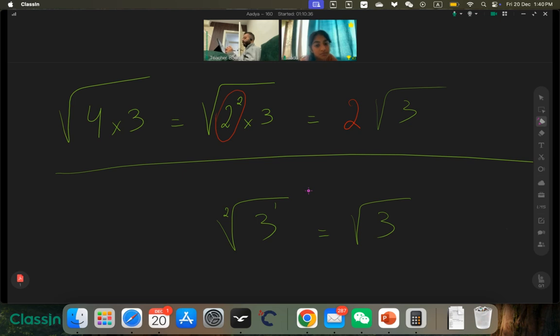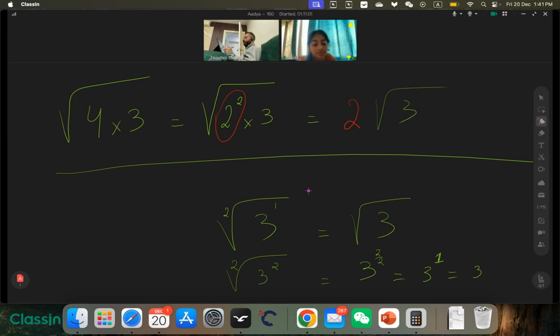Do you have 3 squared? If this one is squared, 3 squared, what is this going to be? 3, right? 3 power 2 over 2, which is 3 power 1, which is 3. Yes or no? Yeah. But over here, I have a power of 1, so it's going to stay inside. Okay.